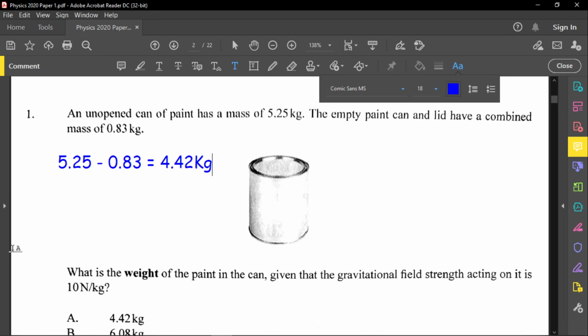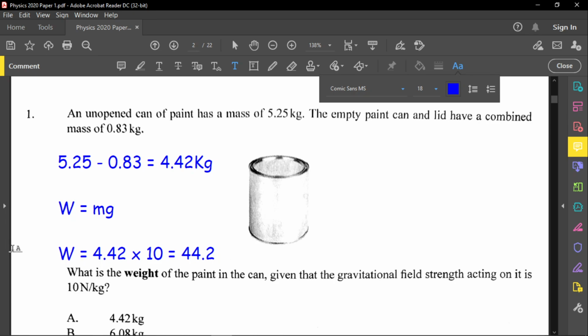Now, since we have the mass of the paint, we can find the weight of the paint. And remember that weight is equal to mass times gravity. So therefore, the weight here will be the mass, which is 4.42 multiplied by 10, given that 10 is the gravitational field strength that is acting on the can. And so this will give us 44.2. All right, so that will be now the weight.